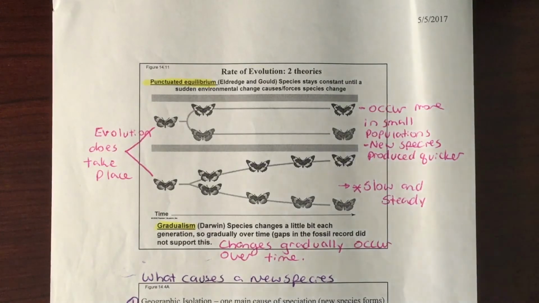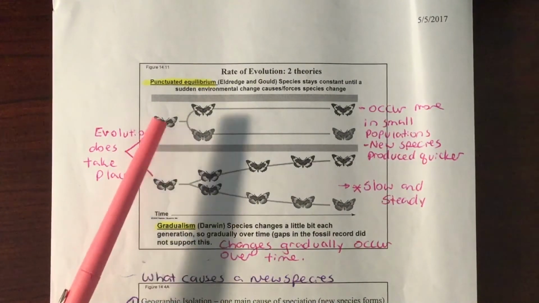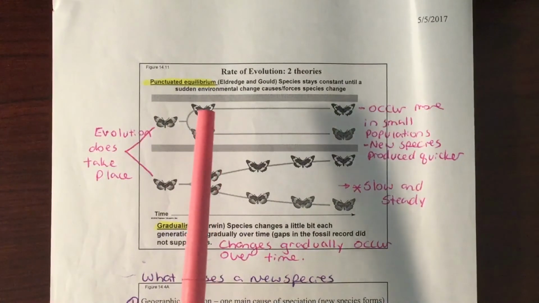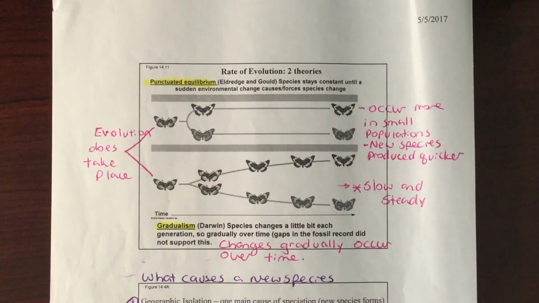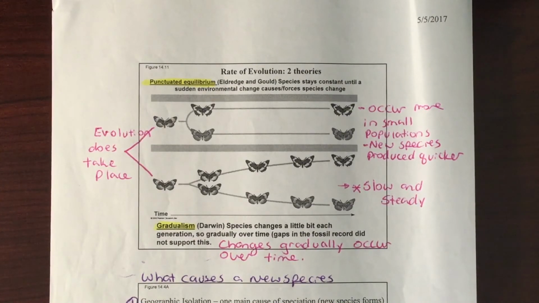So what they said is that, okay, here's a little species, and species are going to stay constant, they're going to stay the same for a long period of time, and then something in the environment's going to happen, and it's going to force them to change. We see this punctuated equilibrium more in small populations. So if I have a small population, and let's say an earthquake or a flood happens, and we're limiting that gene pool, it's easier to see these variations change more quickly.